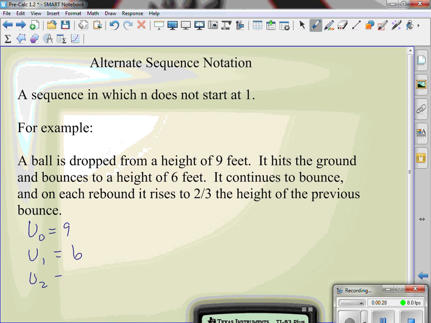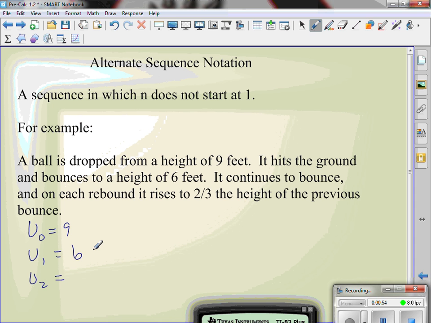After the second bounce, what's happening every time? It's not going down 2/3; it's only bouncing 2/3 of its original amount. The index can't be less than 1. We're not starting at 1 because we're talking about bounces. We're dropping it at 0.